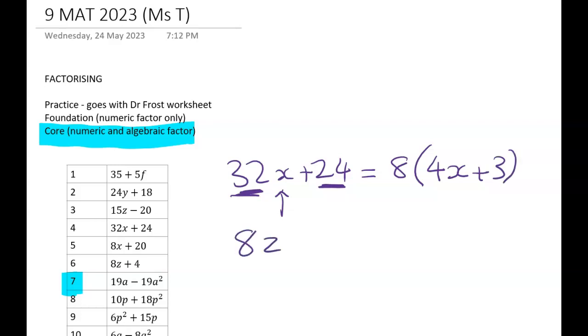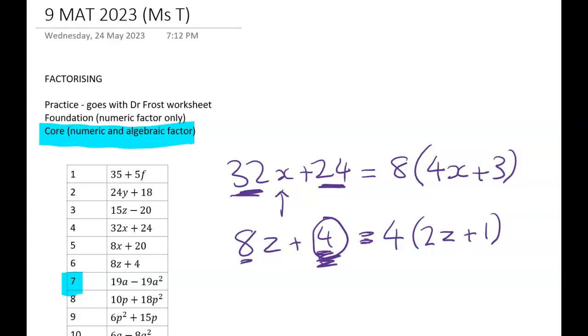Next one, easier. 8z plus 4. What is the highest common factor of 4 and 8? It's just 4. So we have 4 times 2z. And now we ask, 4 what's give me 4? It's going to be plus 1. Now watch out for that pattern.